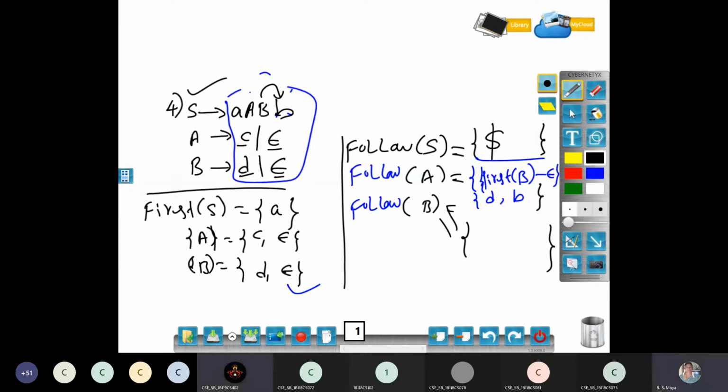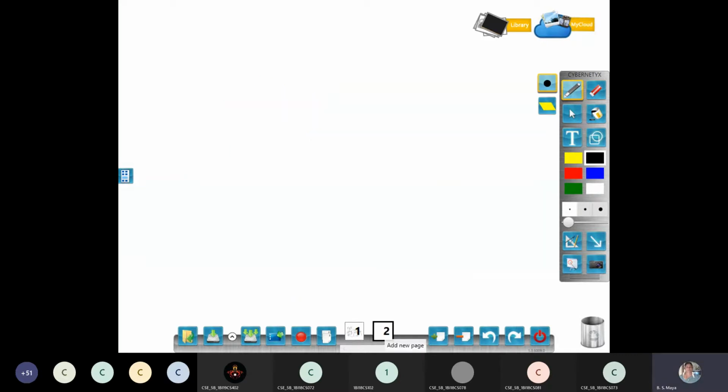Small b, ma'am. Okay. Is there any other symbol or only one b? Can I end this one? This is only the follow set of S, capital A, capital B. Any doubt? Can I move on to the next problem? Yes, ma'am. Okay, the next one.